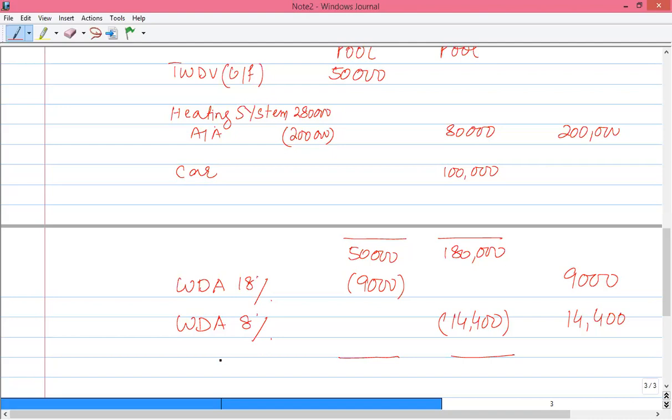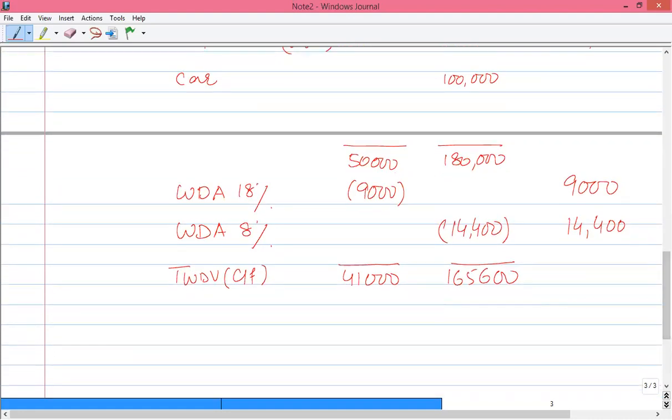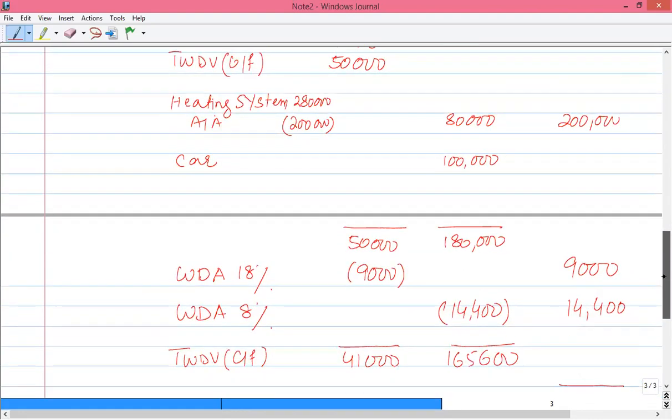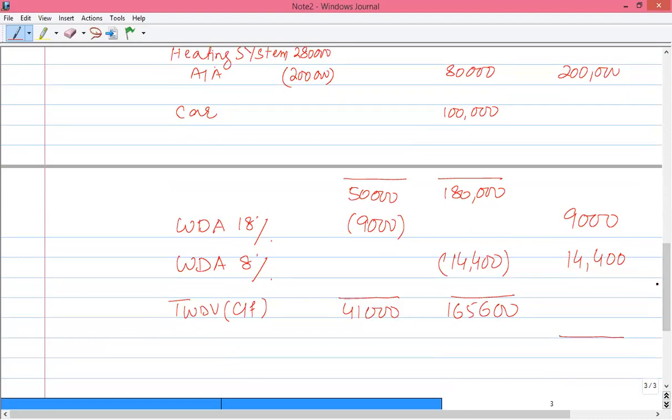Now let's work out the TWDV closing balances, and that is 41,000. And as far as the special pool balance is concerned, that comes to 165,600. And now let's total out the values, so this becomes 200,000 plus 14,400 plus 9,000, and that is 223,400, and that is the total allowance.